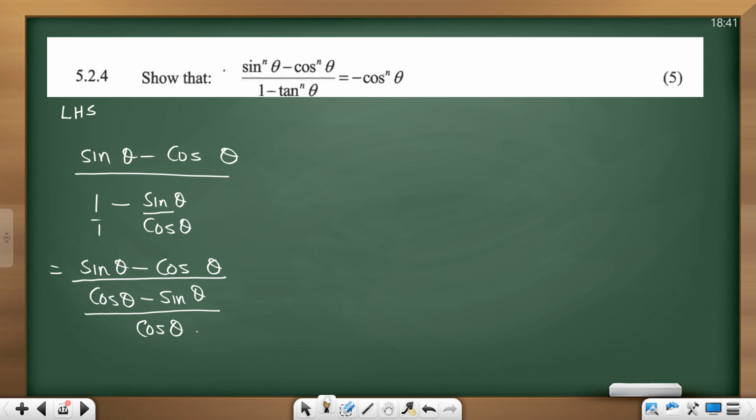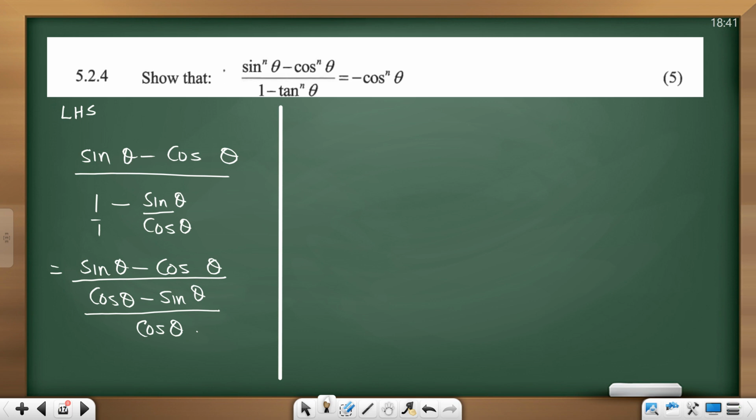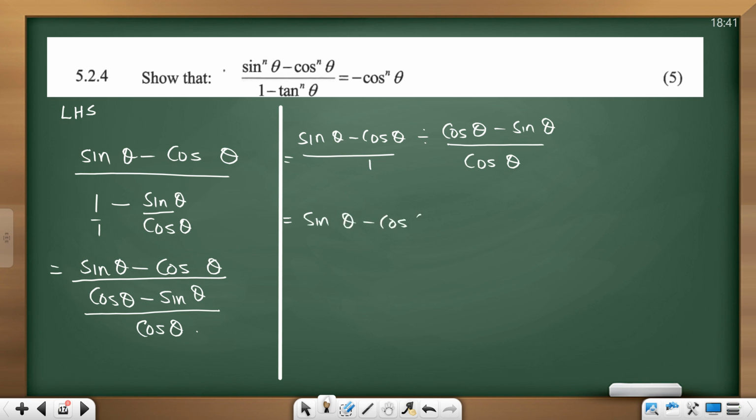Let's see here quickly. Remember, fraction of a fraction. Write it nicely. It is sine theta minus cos theta divided by what? Cos theta minus what? Sine theta over cos what? Theta. This is over 1. Right? So what do we have? Sine theta minus cos theta times what? Cos theta over A. But there's a problem.